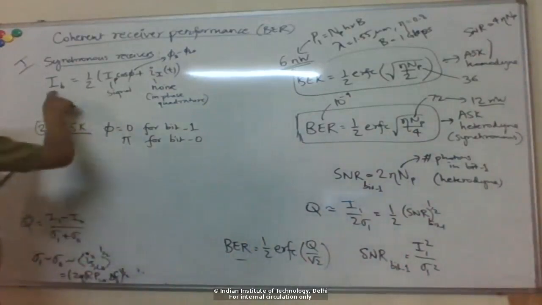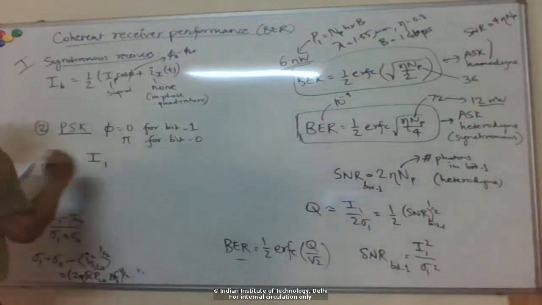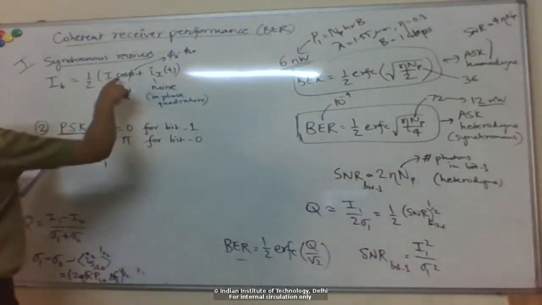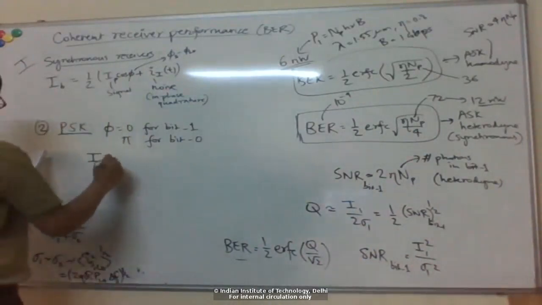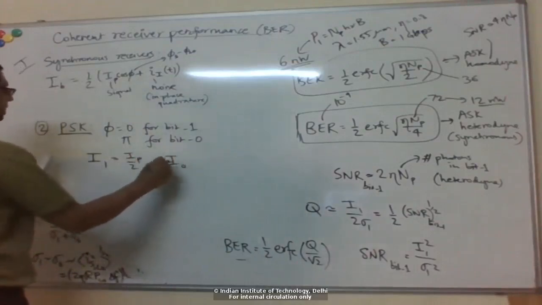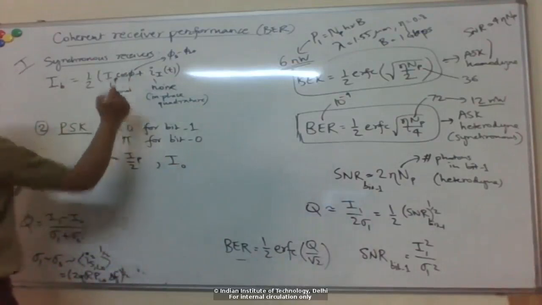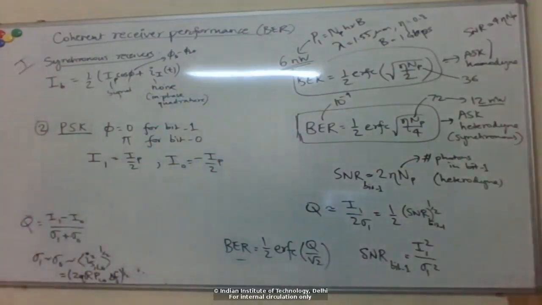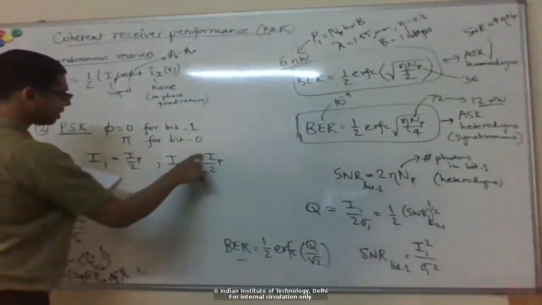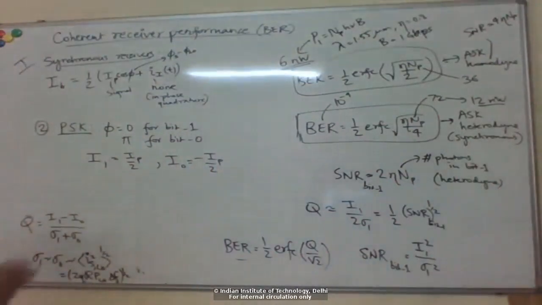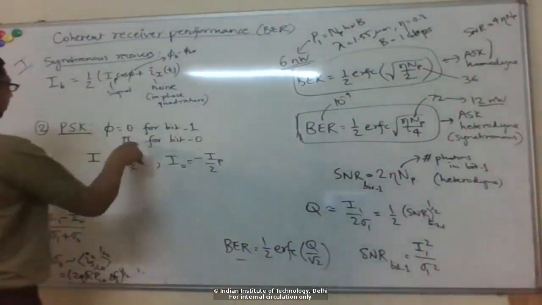So you can see that this baseband current, the current for bit 1: if I put phi equal to 0, cosine phi is 1, so this is IP by 2. Whereas for bit 0, if I put phi equal to pi, this is minus 1, so this is minus IP by 2. So now you actually get a negative current for bit 0 as compared to bit 1, but the magnitude is the same. And this negative current is just coming from the phase flip.